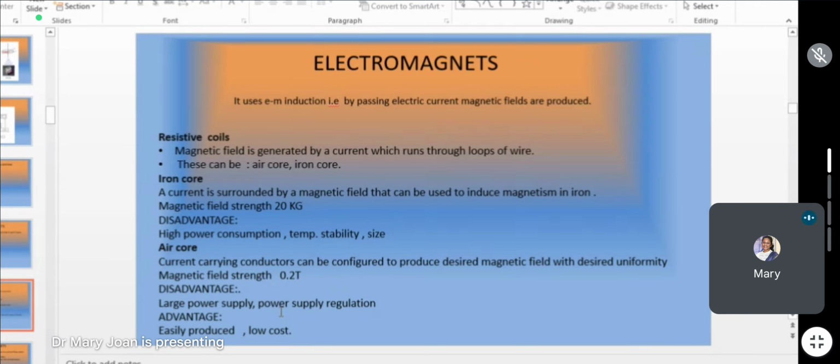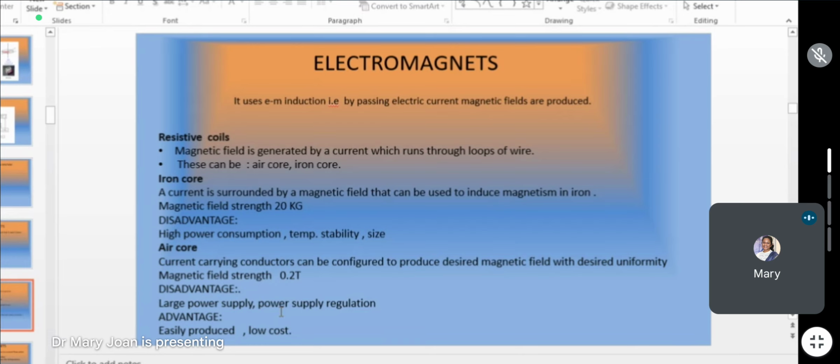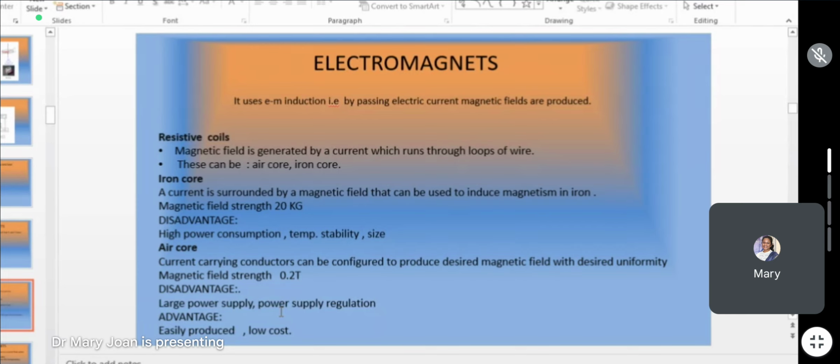And electromagnets use electromagnetic induction, that is, by passing electric current, magnetic fields are produced. So resistive coils: the magnetic field is generated by a current which runs through loops of wire. These can be air core or iron core ones. In iron core, a current is surrounded by a magnetic field that can be used to induce magnetism in iron. It has a magnetic field strength of the order of 20 kilogram of iron. And the disadvantage is high power consumption and temperature stability, size.